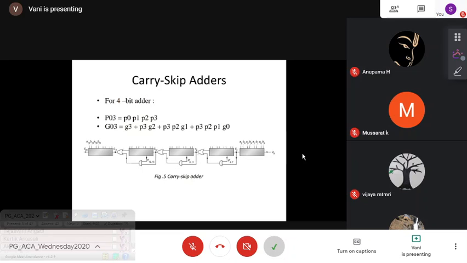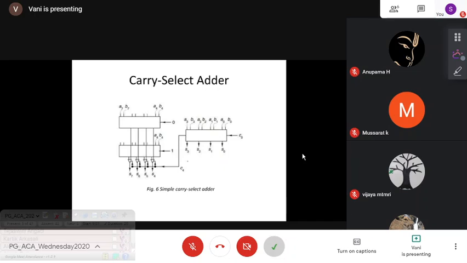Therefore, automatically C4 will be high, and C4 will be multiplied with P4-7. That is the P value, and the output is given to the next adder, that is the OR gate that we can see here. So the operation continues. Therefore, all the blocks operate simultaneously, and they do not wait for the C0 to propagate through each block. This is how carry skip adders operate.